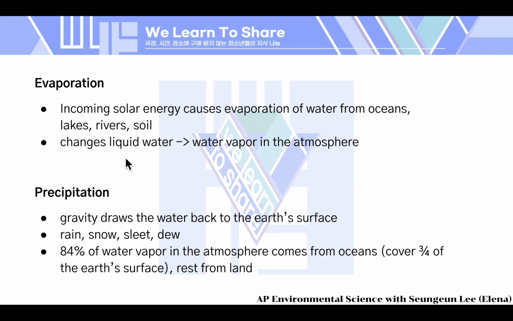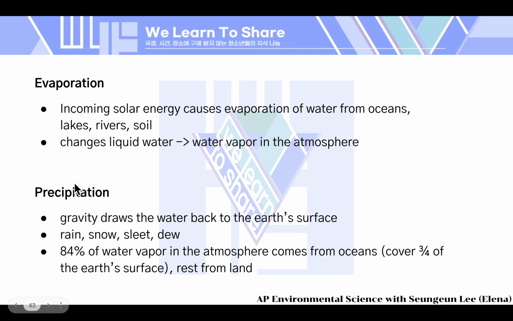And then the next major process is precipitation. And this is basically like the weather, right? You can think of that as weather because basically it's gravity that draws the water back to the Earth's surface from the atmosphere by weather things like rain, snow, sleet, or dew. Right, and 84% of water vapor in the atmosphere comes from the oceans, which cover 3/4 of the Earth's surface, and the rest from land. So you can remember that first is evaporation. First, the liquid water changes to water vapor in the atmosphere, but there's gravity that pulls the water vapor from the air back to the ground again by rain, snow, sleet, and dew.